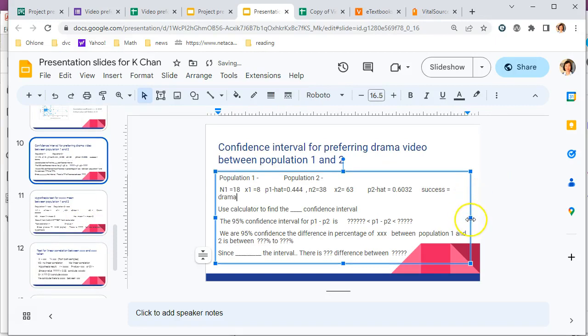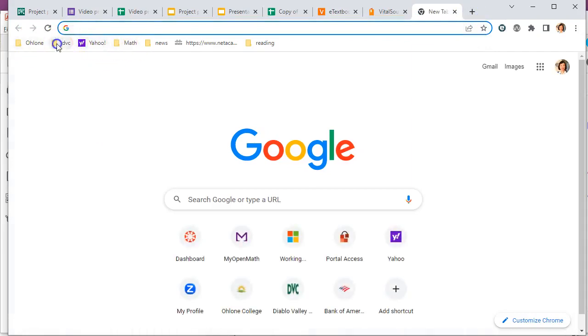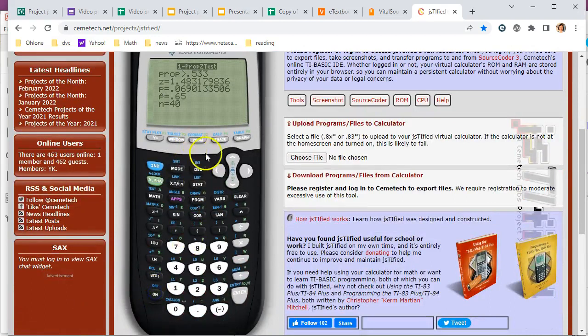Okay, so you're comparing how the 2 populations prefer dramas. What is the difference in percentage? So we would put it in the calculator. I'm going to open the calculator here. And we're doing a confidence interval for difference in proportion. So clear everything and then do tests. It'll be two prop C interval. You want to find the confidence interval.